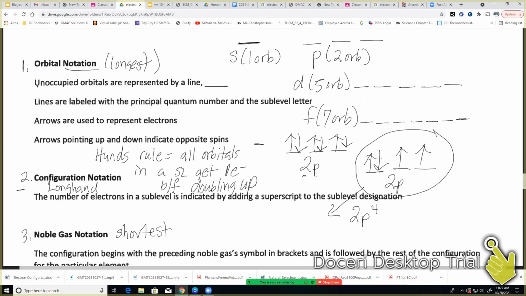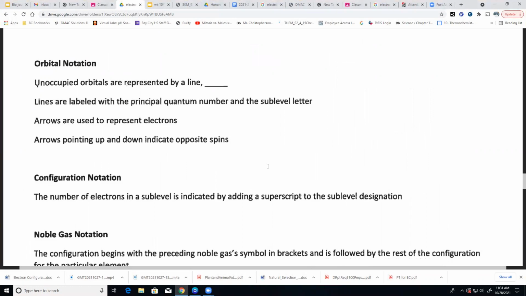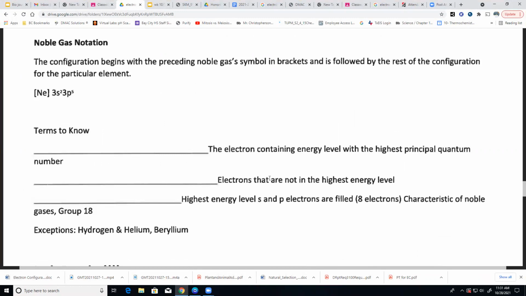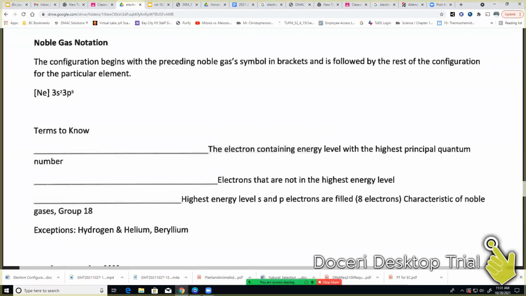And then for our shortest one, I'm going to move this up in a minute if everybody's ready. So the noble gas one is the nice short one. With the noble gas, the configuration begins with the preceding noble gas's symbol in brackets, and then it's followed by just the rest of the configuration for that particular element. So this element right here that it's representing is chlorine.